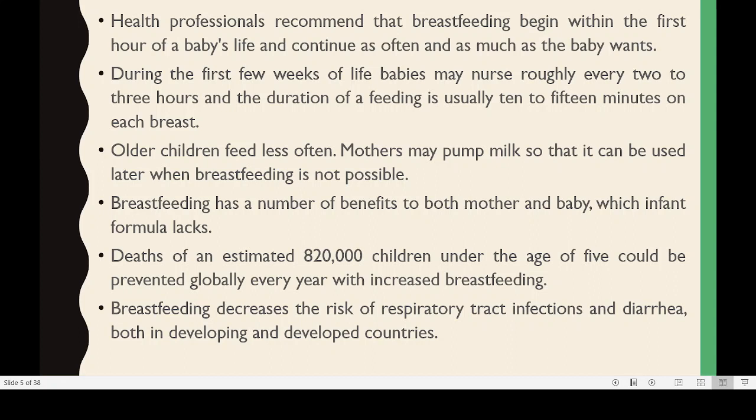Breastfeeding decreases the risk of respiratory tract infection, allergy and diarrhea, both in developing and developed countries. So that is another advantage. If you are introducing infant formula or milk powder, you are creating more trouble for the children and also for the family. Economically, if the child has some kind of disease, you have to spend more money on medical expenses. So wherever possible, avoid infant formula and, as much as possible, resort to breastfeeding.